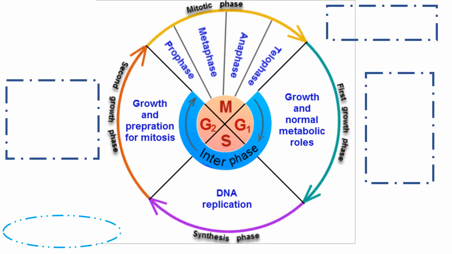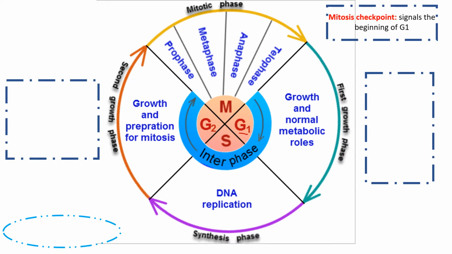So looks a little confusing. So this is the cell cycle. Let's focus on G1. So that's growth and normal metabolic roles. And then you have DNA replication in the S phase or synthesis phase. And G2, which is growth and preparation for mitosis. And you'll know in mitosis, you'll have the 4 steps, which we're going to get into more detail in the next couple of slides.